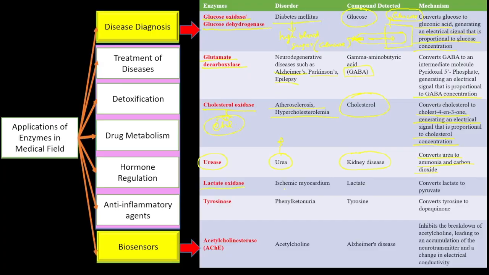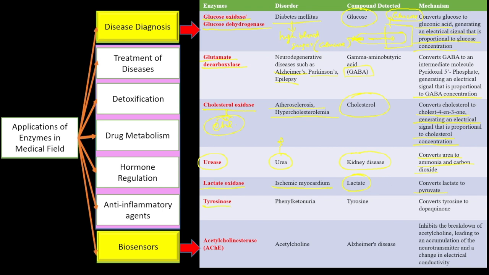So lactate oxidase is going to give you the detection of the ischemic myocardium, and it detects the lactic acid, right? The mechanism it works by is that it converts the lactate into pyruvate, and in this process, it detects the amount of lactate present in the biological fluid.